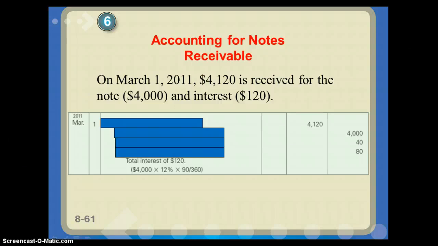Just a couple more slides to go. So on March 1st, 2011, we're actually collecting the money for a note receivable. Total amount is $4,120. $4,000 comes from the principal borrowed and the interest of $120.